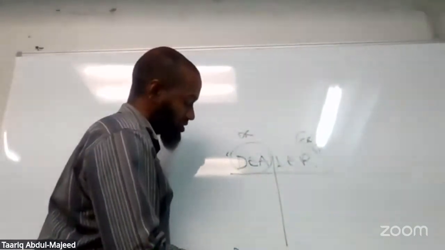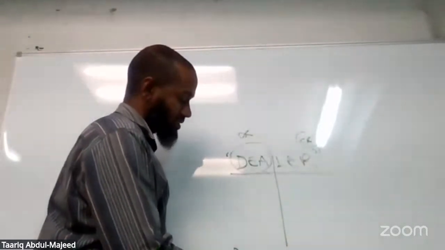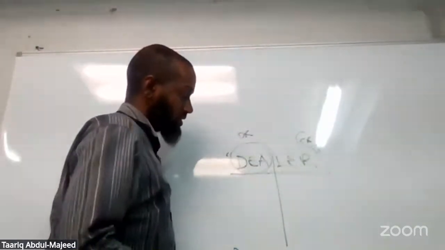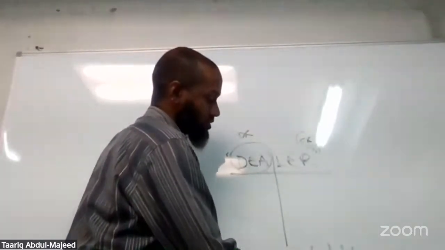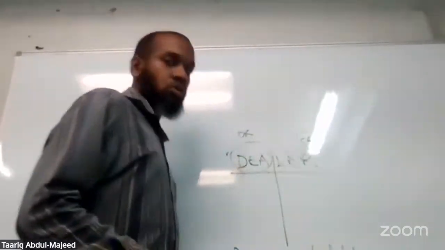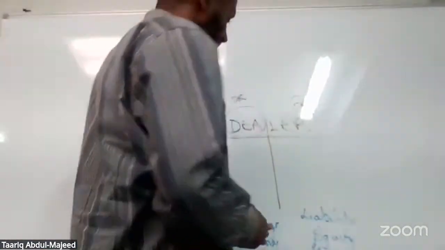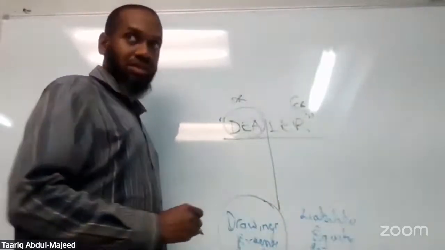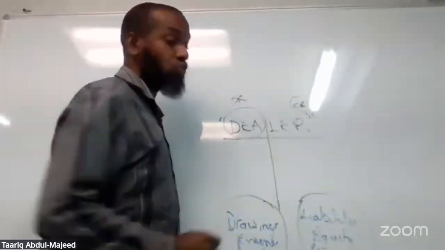The D stands for drawings. The E stands for expense, so that's the first E. The A stands for asset. The L stands for liability. The E stands for equity. And the R stands for revenue, right? So basically what that is saying is that anytime any of these 3 items increase, you will debit them. Anytime any of these 3 items increase, you credit them.